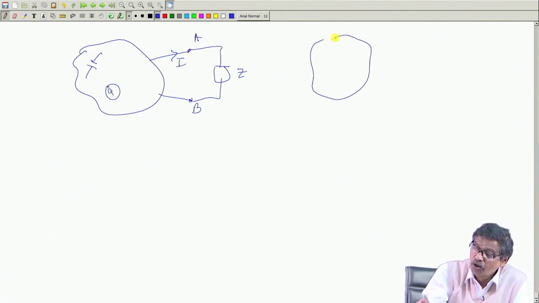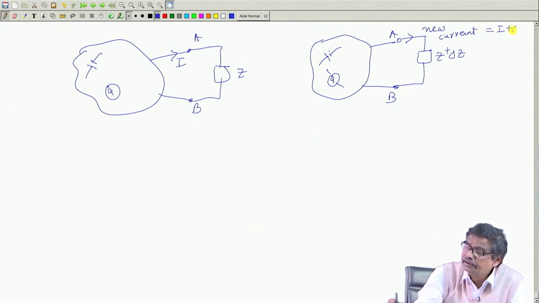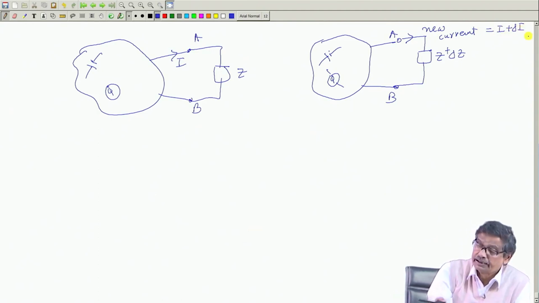Now, my problem is that the whole network should be present once again, the same as it is. All the sources, internal sources, are present. These are A B, these are A B, and I will change this impedance to Z plus delta Z. And I am interested to know what is this new current. Let me call it I plus delta I, that is, the old current I plus that change.